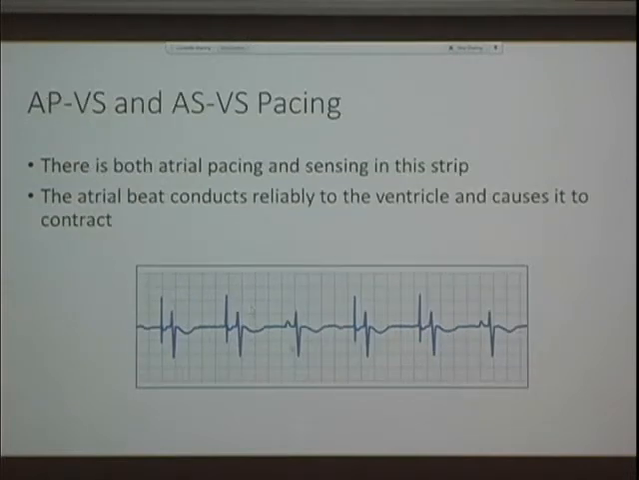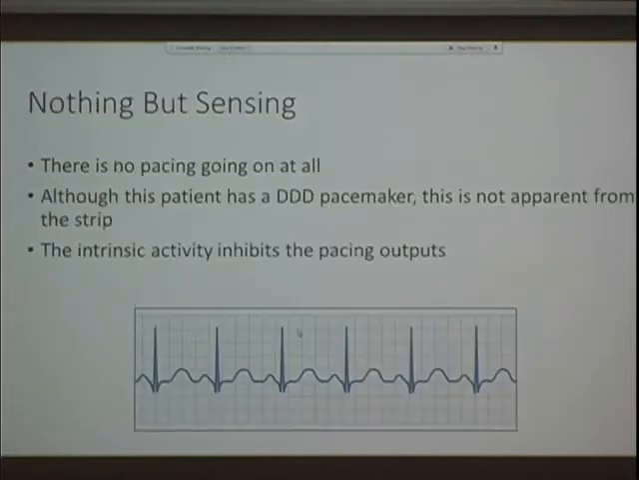And here it is not pacing at all because it is able to see. DDD: the second D is the seeing part. It is able to see both the P wave and the QRS and then hold off. And the third D is inhibition and trigger. It is able to inhibit because it sees intrinsic activity.